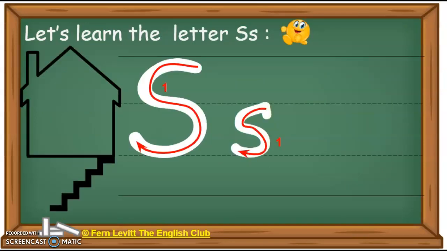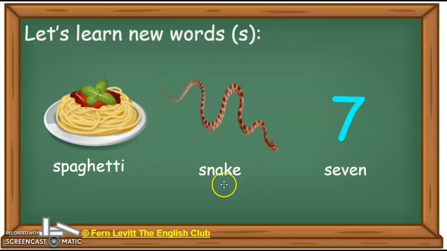Now we have the letter S. The letter S has a capital S, big S, and a small s like all the letters. S looks like the sound it makes. S for snake, S for spaghetti, S as in 7. S makes the sound S, spaghetti, snake, and 7.